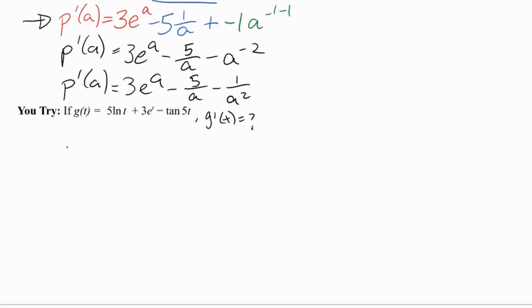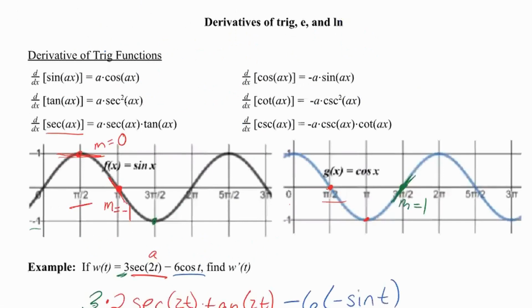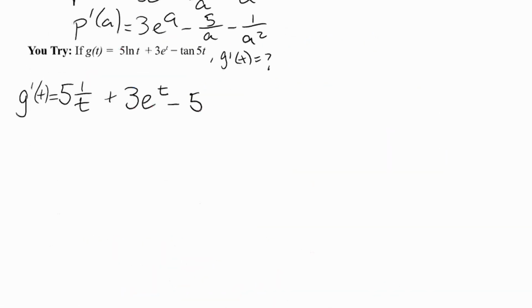So now let's check your work. We have g prime of t equals 5, the derivative of ln of t is 1 over t, plus 3, derivative of e to the t is just e to the t, minus that constant inside of tan we pull out as well. And the derivative of tangent, if you look back, is secant squared. So secant squared of 5t.